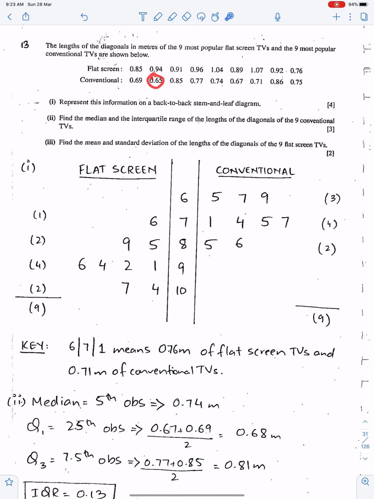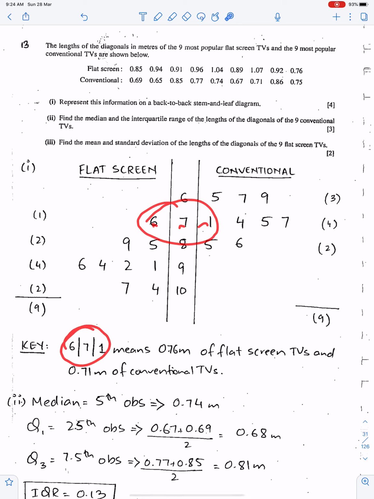0.65, and the highest number is 1.07. So write 6, 7, 8, 9, 10. Then this is 5, 7, 9. You know how to draw this. You must mention the key. Either write this number or this number.